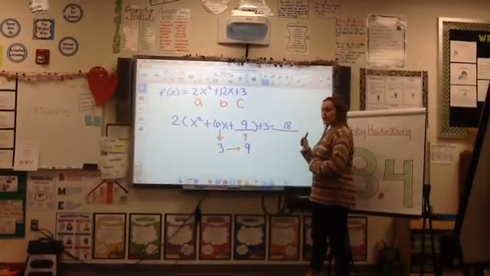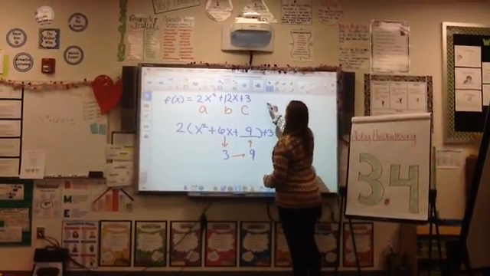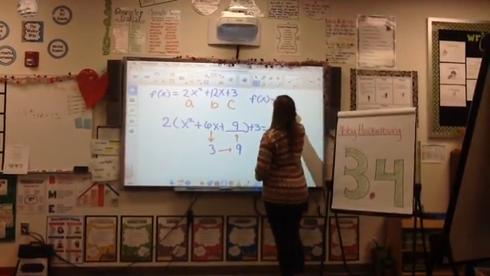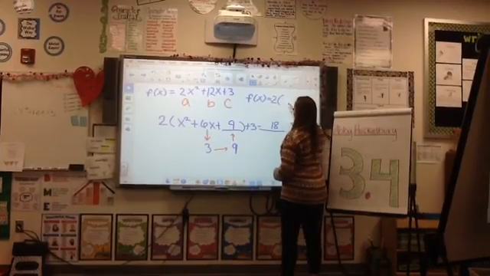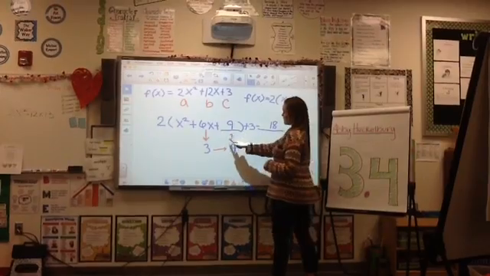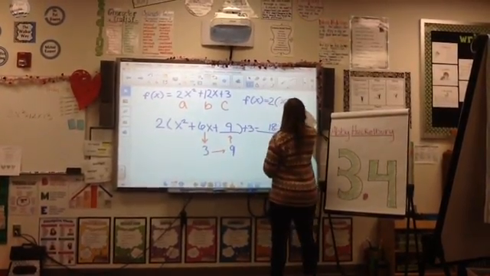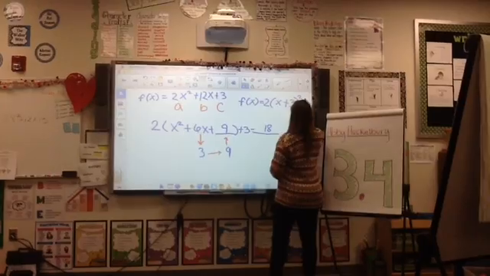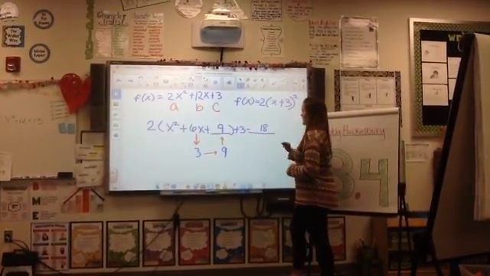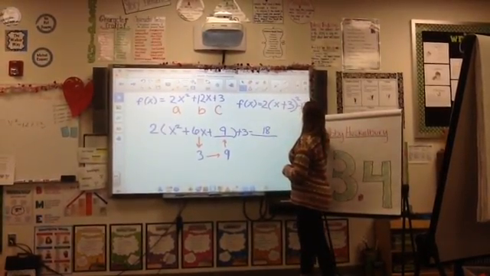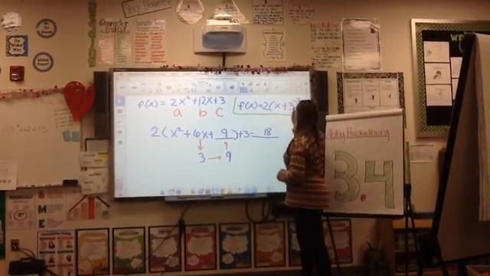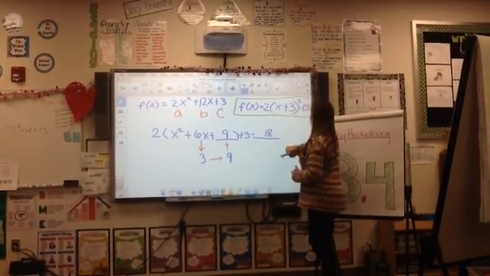And finally, to get your vertex form, you're going to leave the 2 factored out. Take the square root of your first term, your sign from B, and the square root of your third term. And on the outside, you take plus 3 minus 18. And this becomes your new vertex form.